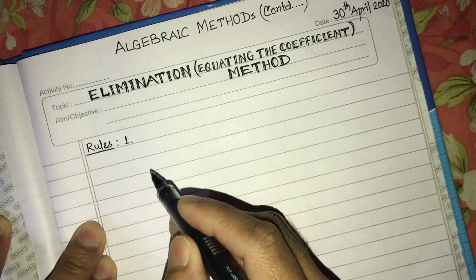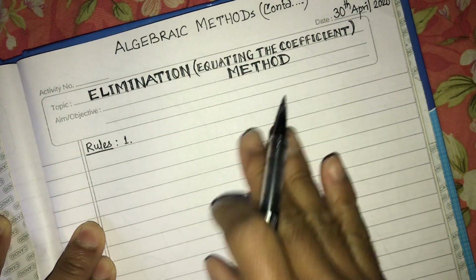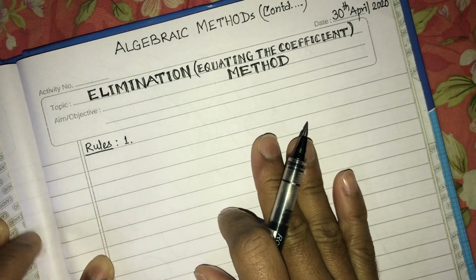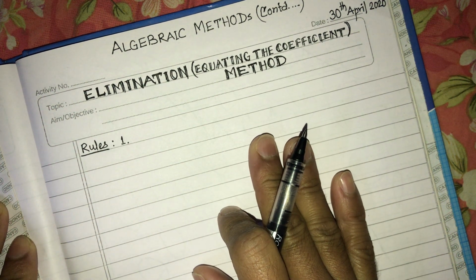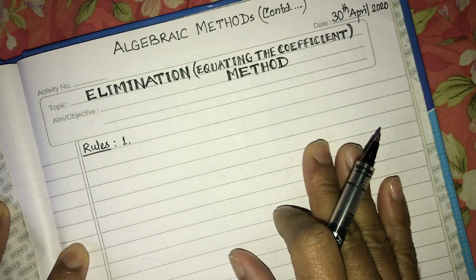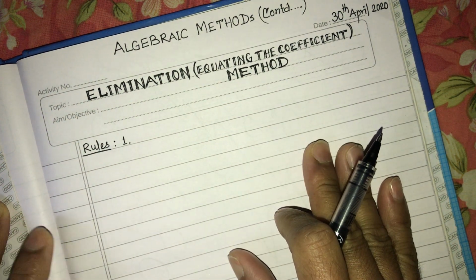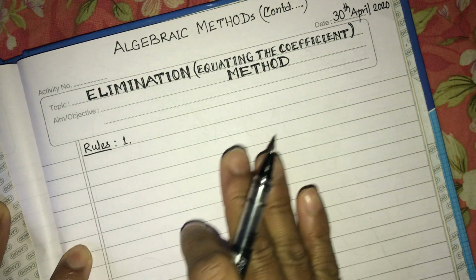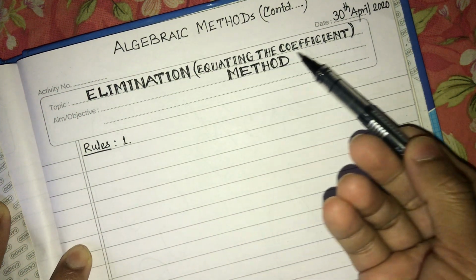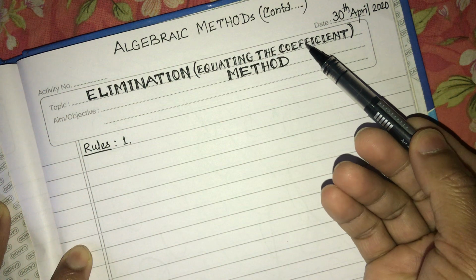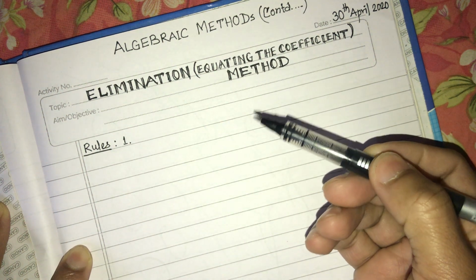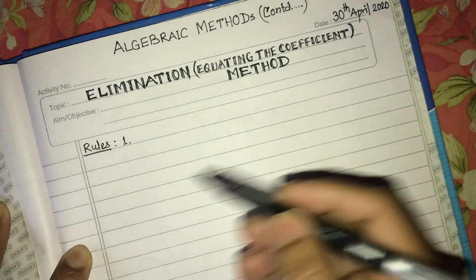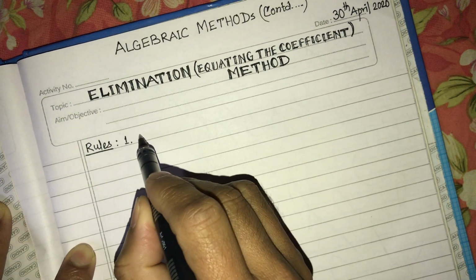in the two given equations, every time we get two equations, make the coefficients of one of the variables equal by multiplying. So as I said, equating coefficients: that coefficient can be made equal by multiplying the coefficient by a suitable number. I'll explain this. Let me write the rule first.